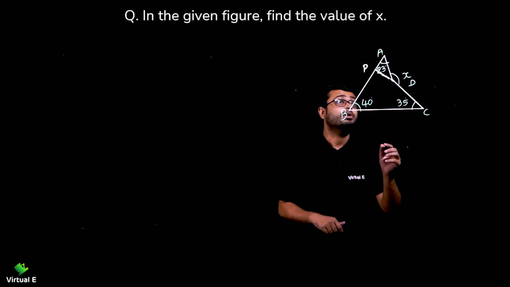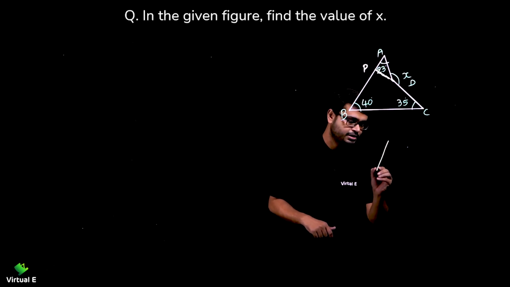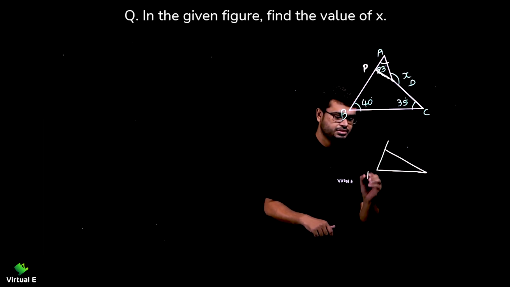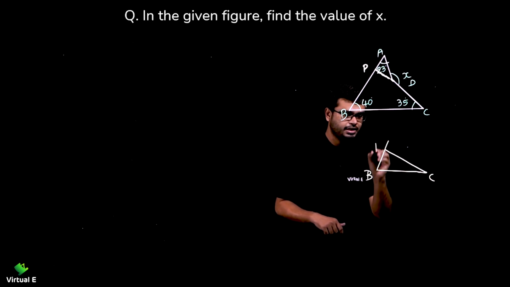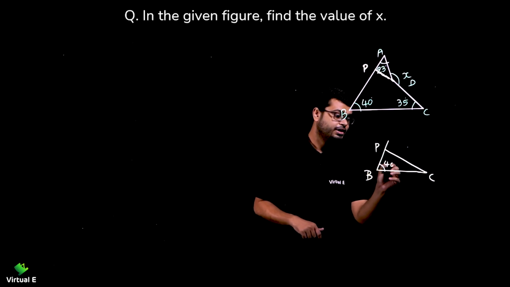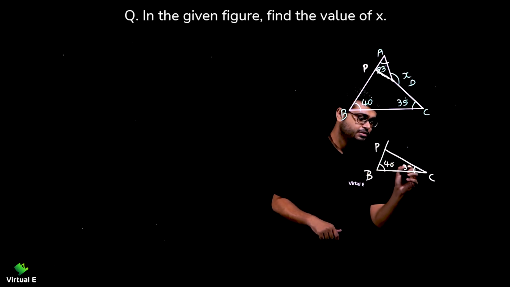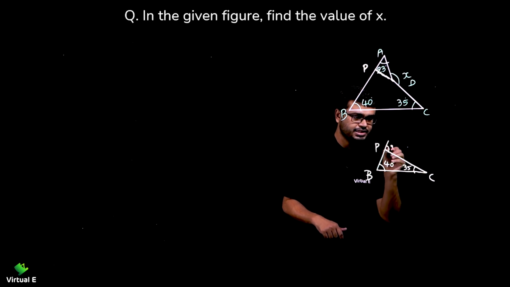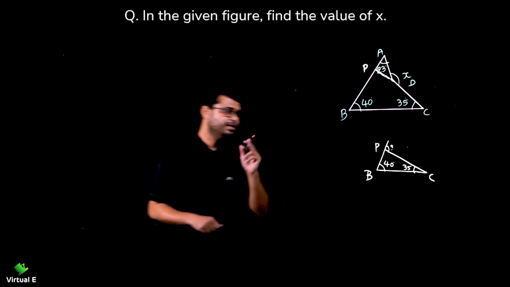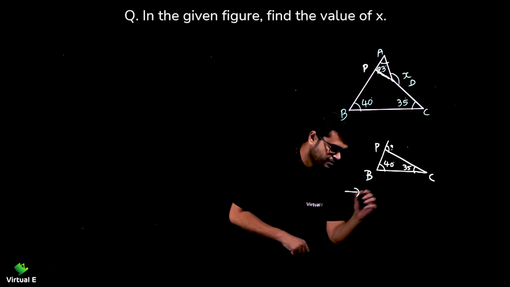Let's see, I'm drawing here so you can see properly that yes, this is B, C and P over here, right? This angle is 40 degree and this is 35 degree. So can we get this angle? Yes, we can get it with the help of what? Exterior angle theorem.